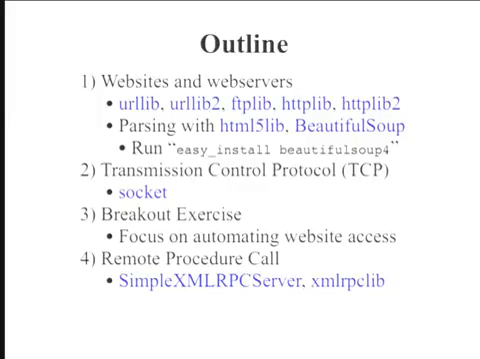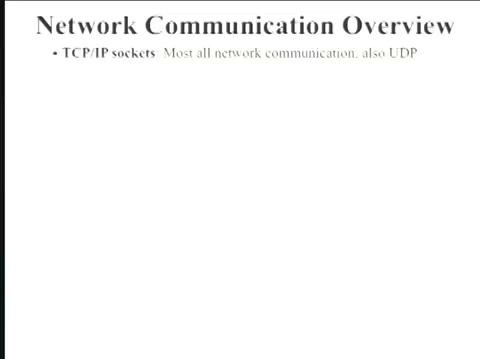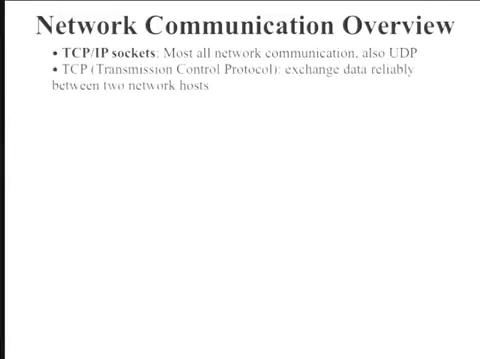Okay, so before I get started into websites and web servers, I just want to make sure that everybody's on the same page about how computers talk to each other. In Transmission Control Protocol, you have IP sockets, and most of the network communication is on TCP across the local area network, or as you go onto the internet. There's also UDP, which we're not going to talk about too much, but you can support that in Python as well. And here's a diagram to basically show how data is sent.